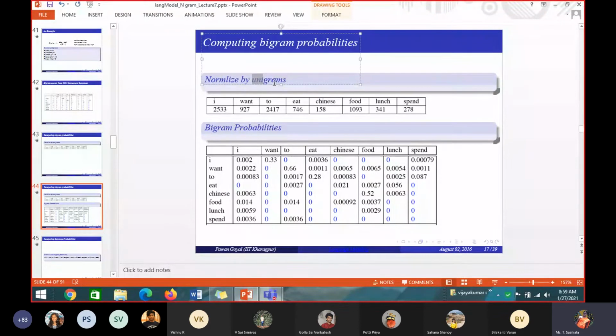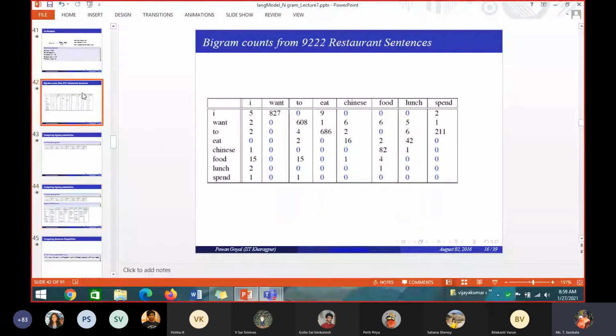Okay, so this is a restaurant corpus. They have found out the bigram count. They have taken all the words, and here they have shown only some sample words. Okay, they have 9,000 plus restaurant sentences, like start of the sentence followed by end of the sentence, like that, 9,000 sentences are there. In that they have taken few words and they have shown you a table how these words are occurring.